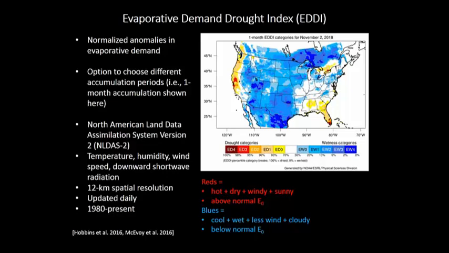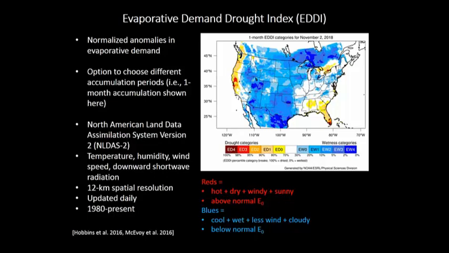The data come from the North American Land Data Assimilation System version 2, or NLDAS. This is a combination of atmospheric and land surface model to get these variables. The variables we use come out of the land surface model: temperature, specific humidity, and everything south over the border, at 12 kilometers spatial resolution. And again, it's updated daily.